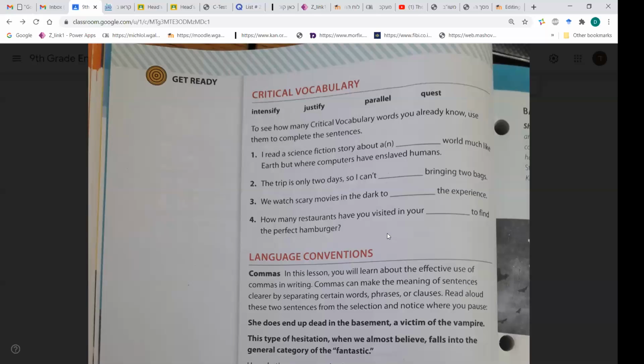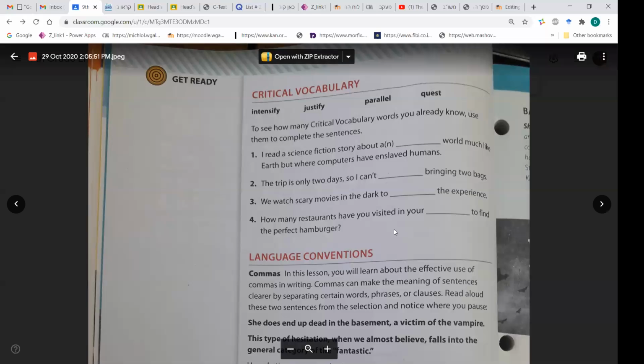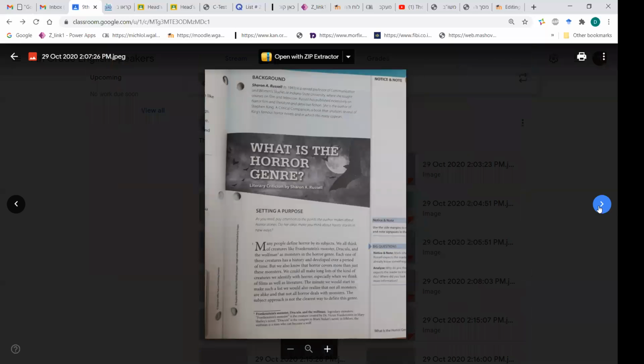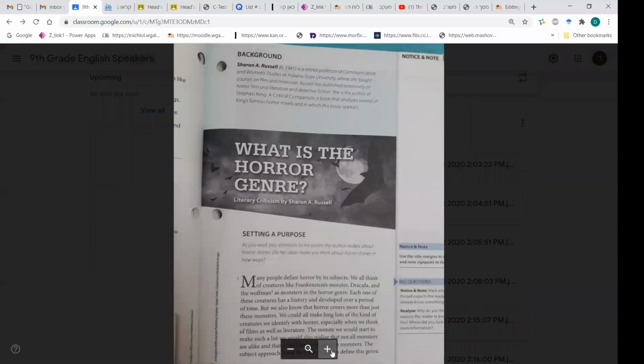עכשיו בנות, השבוע אני לא אתן לכם עבודה להגיש. What I want you to do though is to read the article, okay? I want you to read the article. What is the genre of horror, okay? What does that mean, horror? A horror story, okay? We can just see with the beginning.